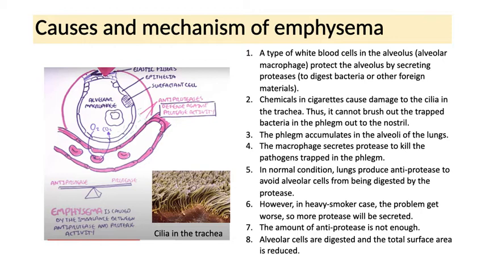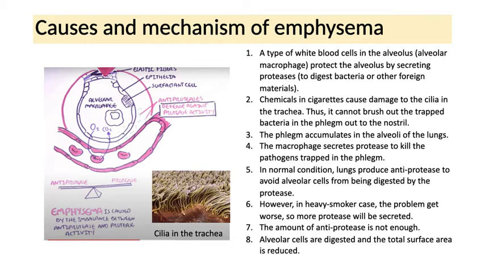Because the cilia have been destroyed, they cannot do their job to brush out the trapped bacteria in the phlegm, the sticky liquid, the mucus inside your trachea. As a result, the phlegm, together with the foreign materials or bacteria that are trapped inside it, will go down to the lungs rather than going out through the nostril. Step 3. As a result, that dirty phlegm accumulates in the alveoli of the lungs.